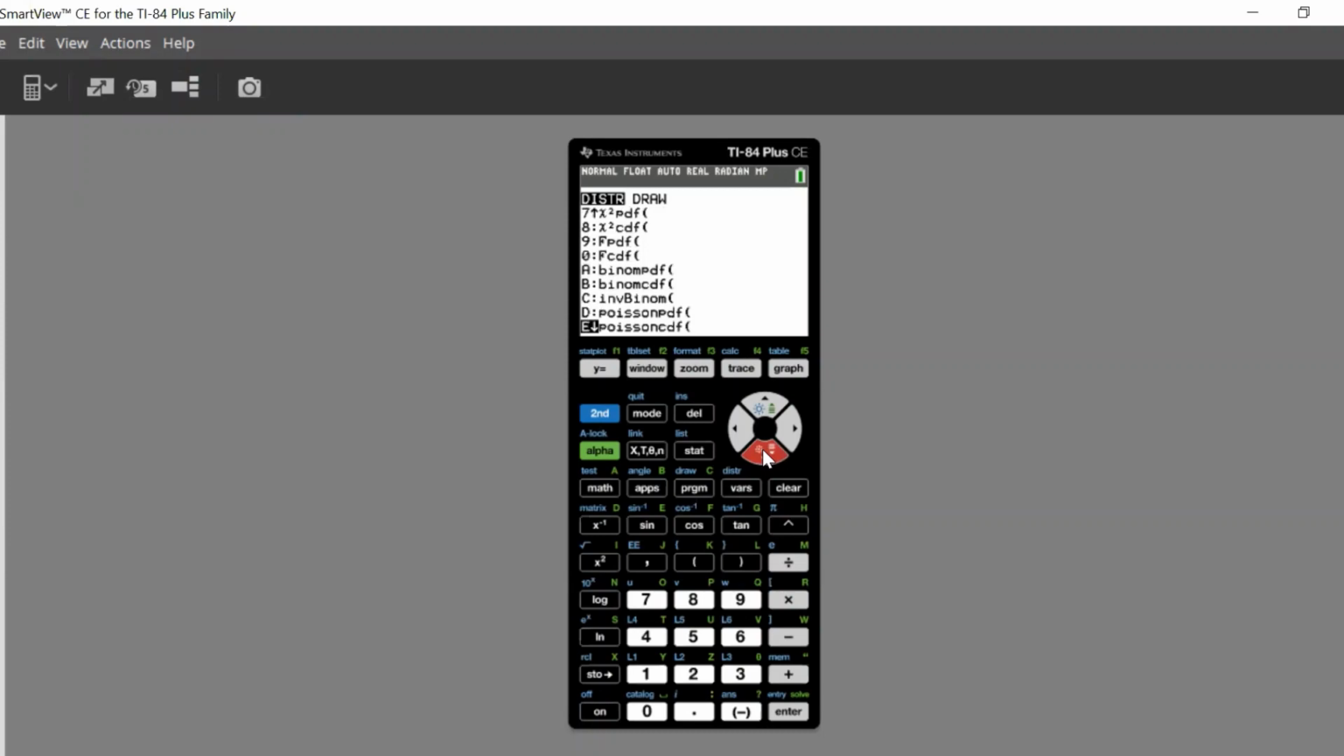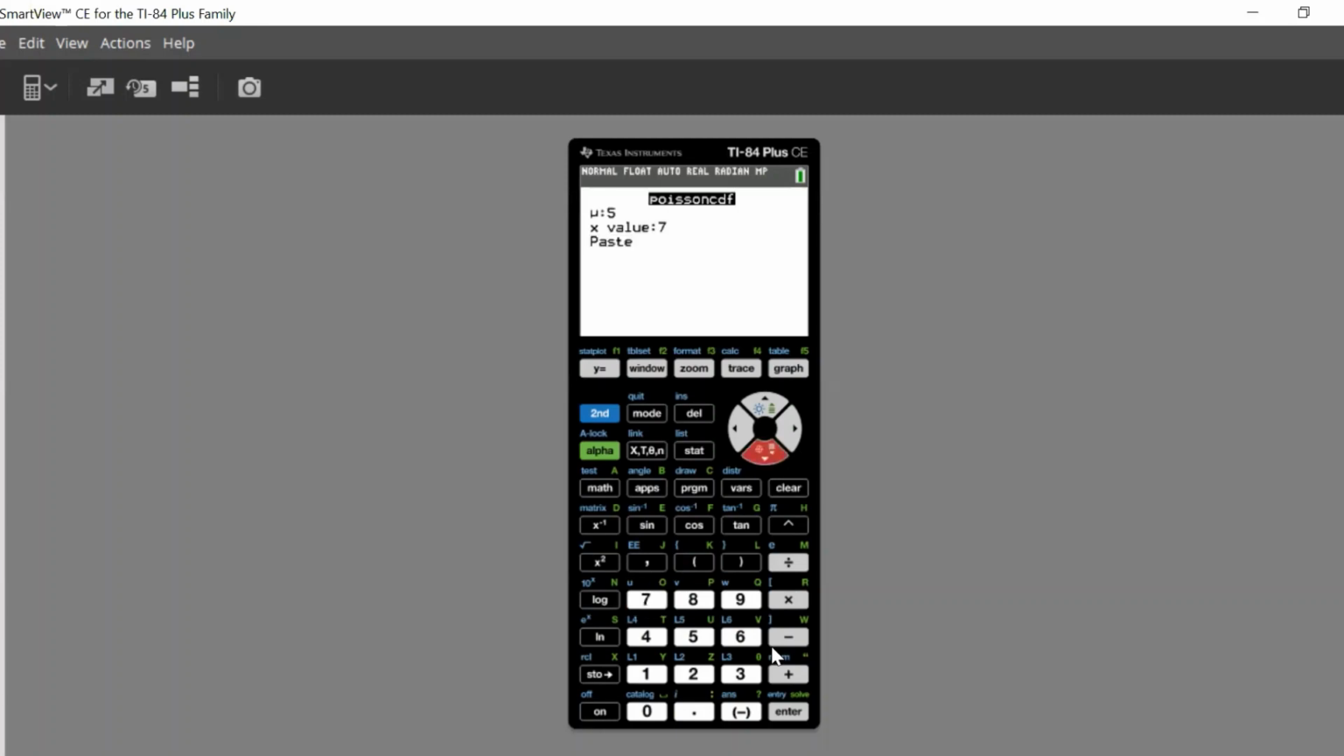Select E, Poisson CDF. Hit enter. The mu value is the lambda value, which is equal to 5. This time, X is equal to 7. Poisson CDF function will calculate the probability that X is less than or equal to 7 when you enter the X value as 7. We can select paste and hit enter.